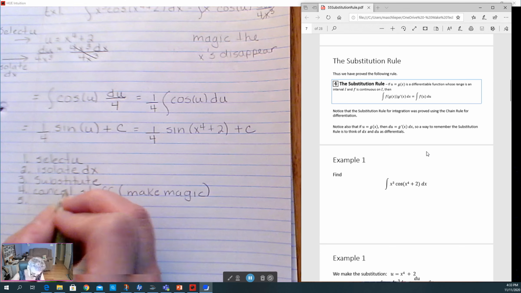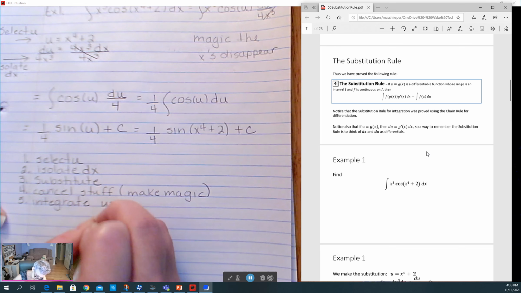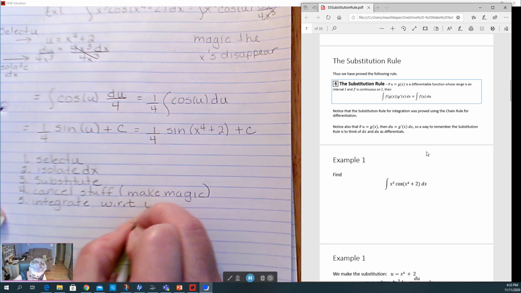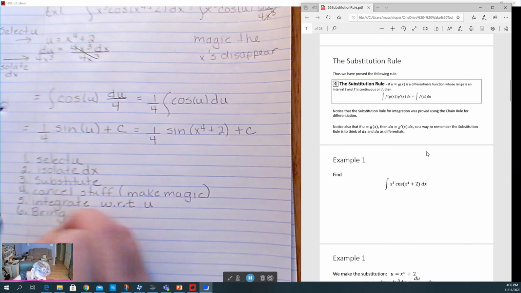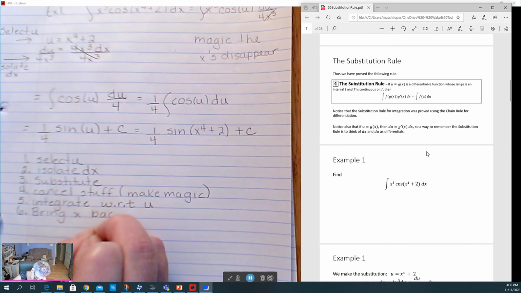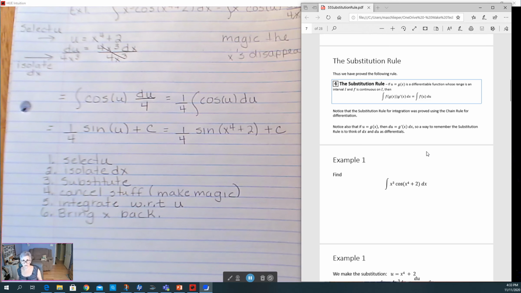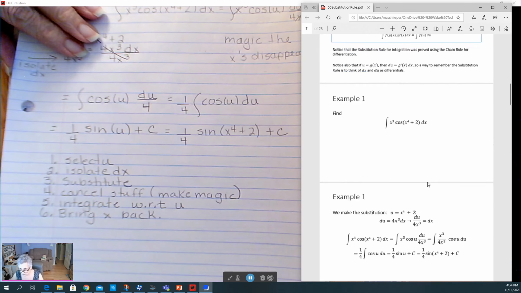Step number 5 is to integrate with respect to u. WRT, with respect to u. And number 6 is to bring x back. There. It's great to have a game plan, isn't it? So let's do another one using our game plan.